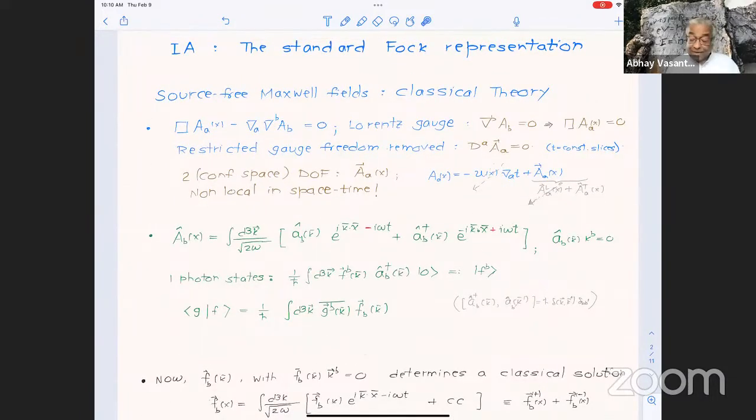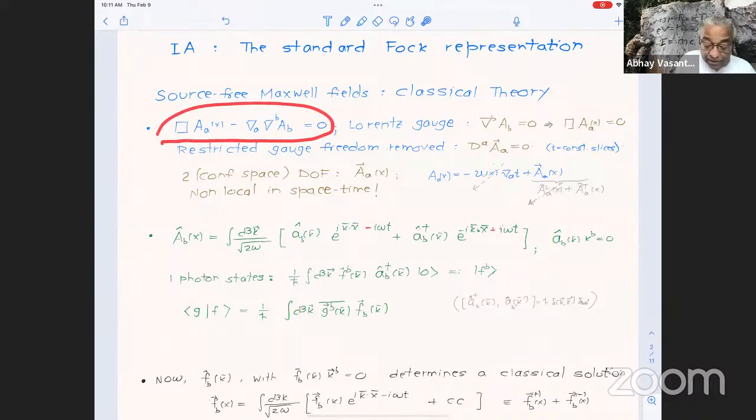So this is just the standard Fock representation, so hopefully I can be quick here. You look at just source-free solutions to Maxwell's equations in classical theory. One of the equations says that the field tensor F is exact, and therefore it has a vector potential, so we might as well introduce a vector potential. The second equation says that the divergence of the field strength is given by the current. The current is actually 0 here, and therefore we just get this equation up here.